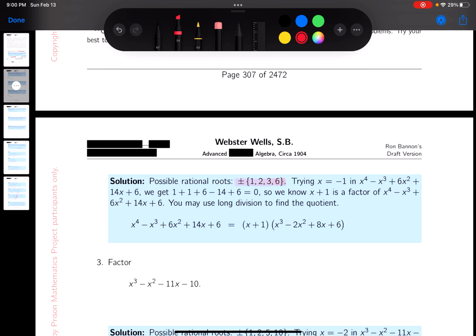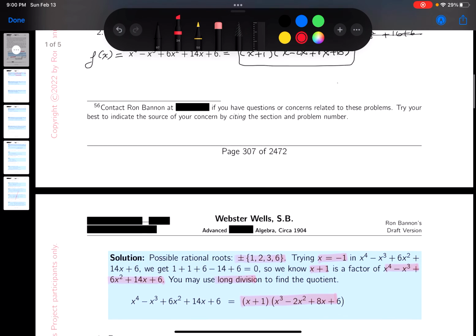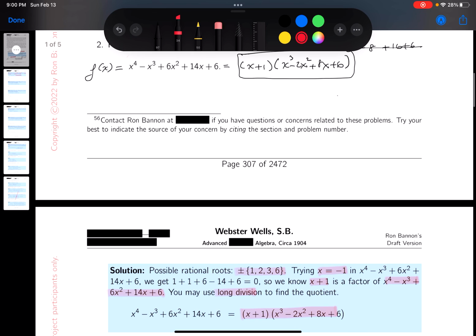What we found out was x equals minus 1 is a root of the problem, which means that x plus 1 is a factor of the polynomial, and then we used long division to get this over here. Did we get the same result? We got the x plus 1. We got the x cubed minus 2x squared plus 8x plus 6. Thank you.